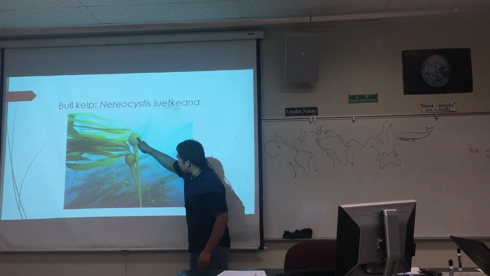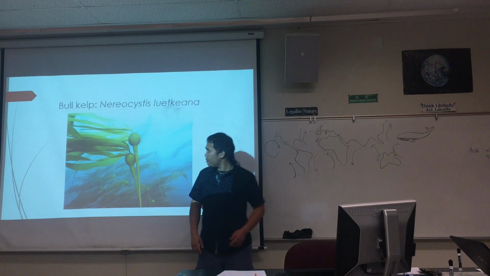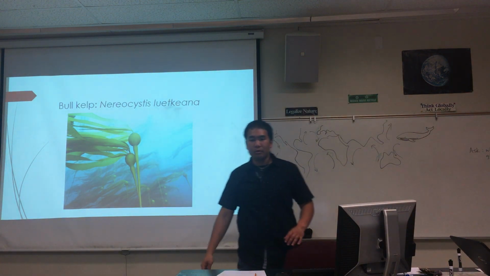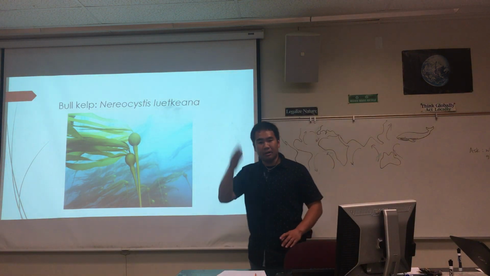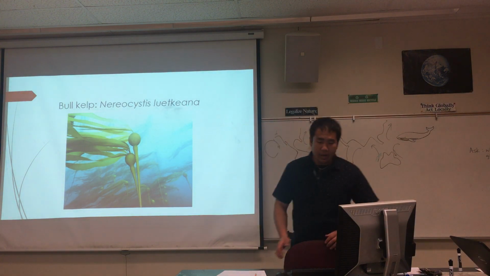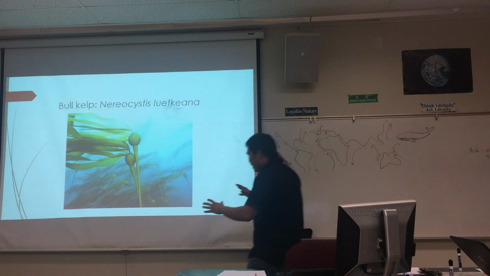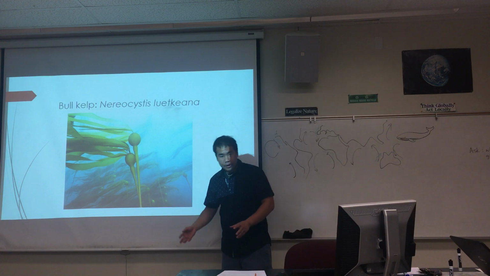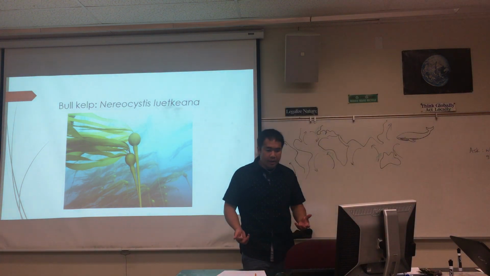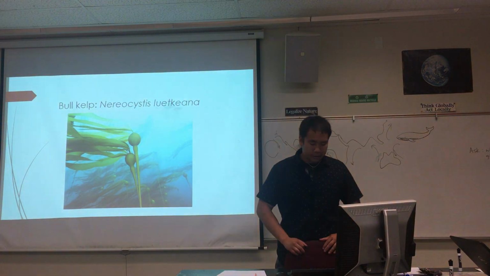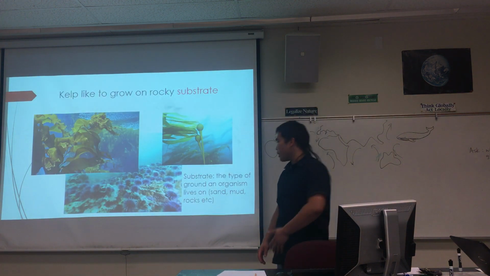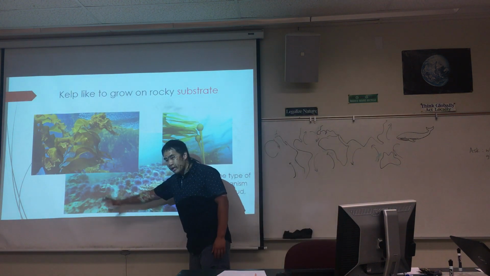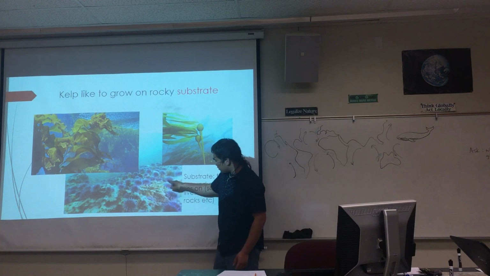But here you see the cyst, and Nereo, I think it means worm, so kind of long like a worm, not really sure. But yeah, bull kelp. If you have a bunch of these kelps together, then you get a kelp forest, right? What do all kelp need? Well, it's a macroalgae, so they like their hard substrate, right? Here we have the hard substrate, a rocky hard substrate, where you see some grazers here.